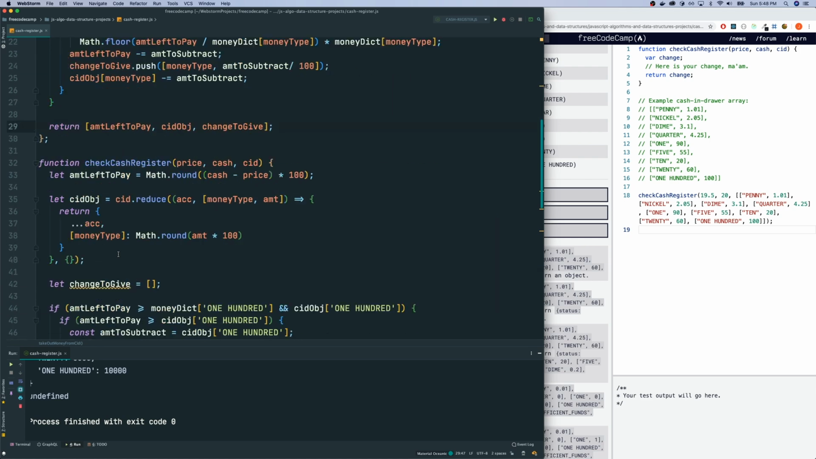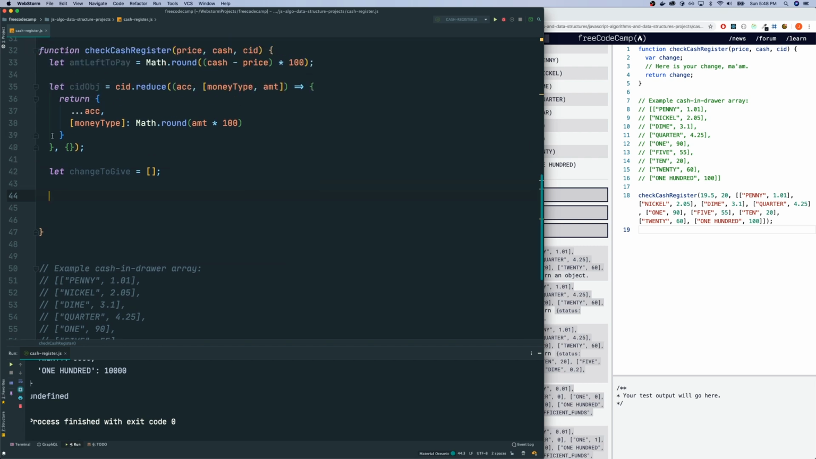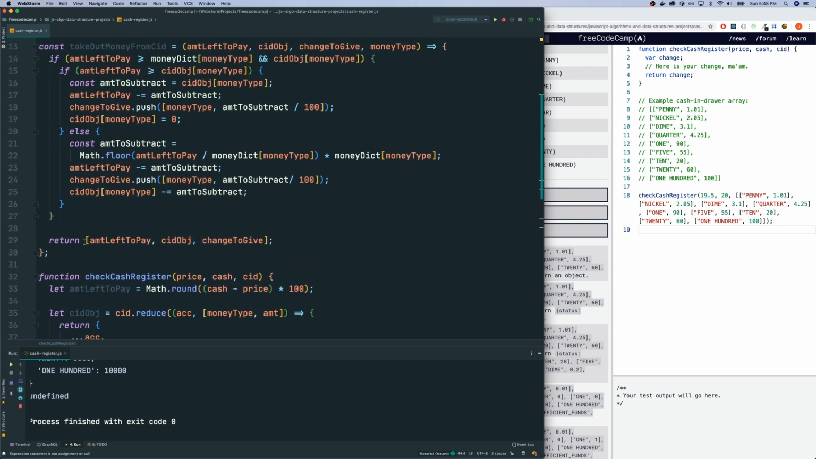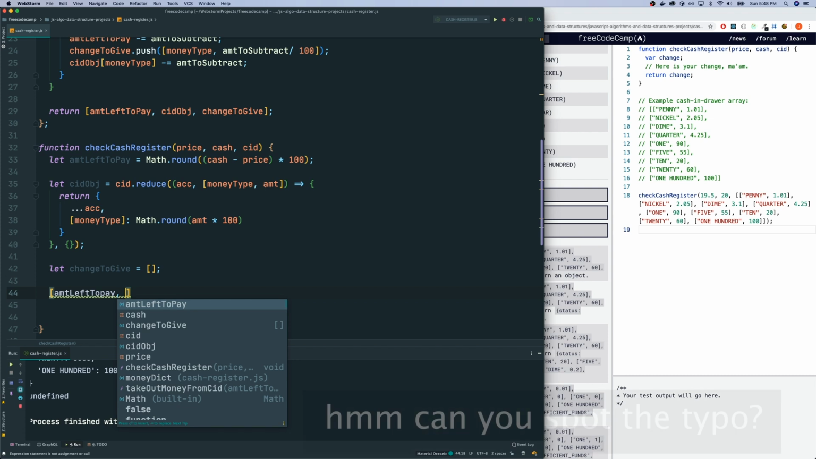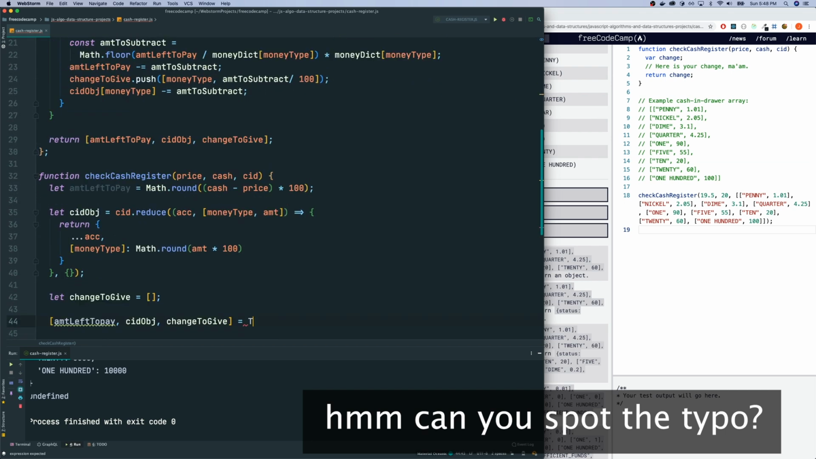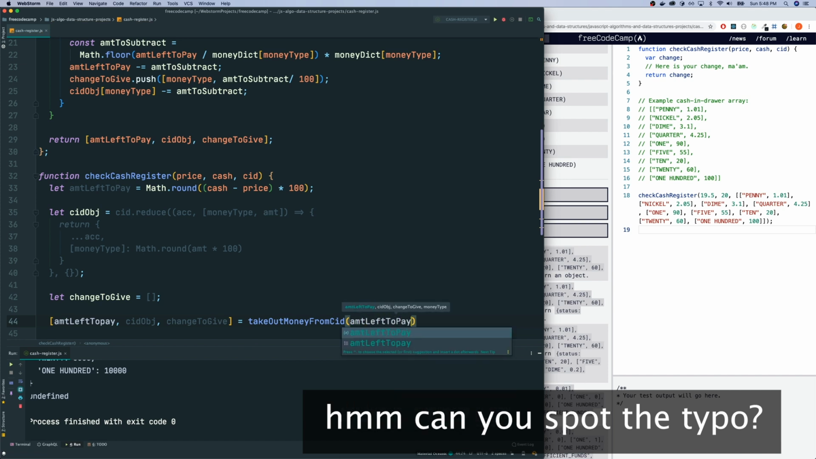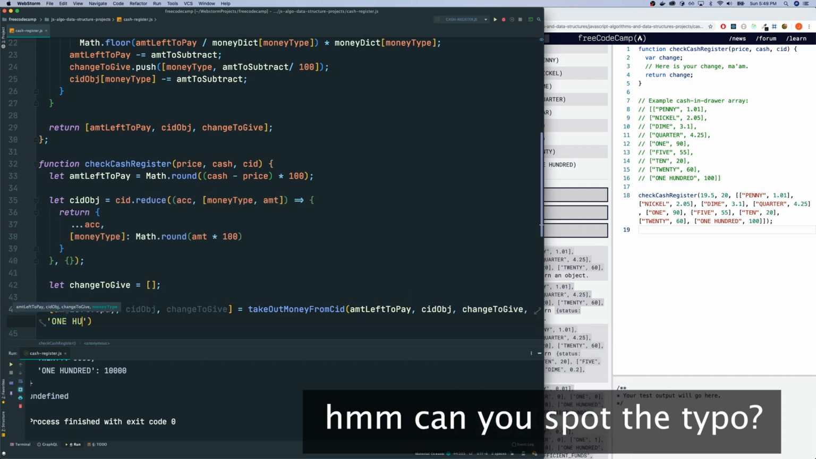Now, let me explain what is going on here. We're going to erase all this stuff here and write. Notice how we're returning an array in the function we just created. I'm going to destructure these three right away. The way we do that is to put an array, write amount left to pay as our first variable, CID object again, and change to give as our third. And these three we're going to destructure from this function called take out money from CID. Remember that it takes amount left to pay, CID object, change to give, and the money type, which we're going to start out as 100.